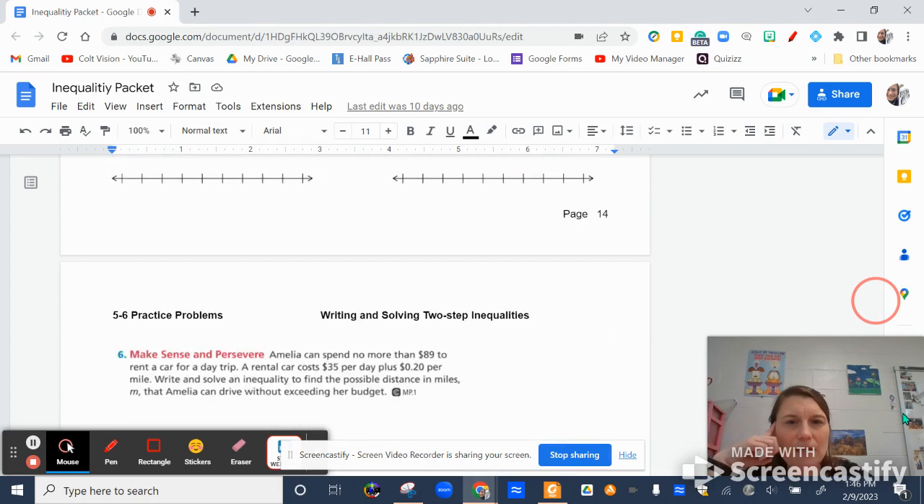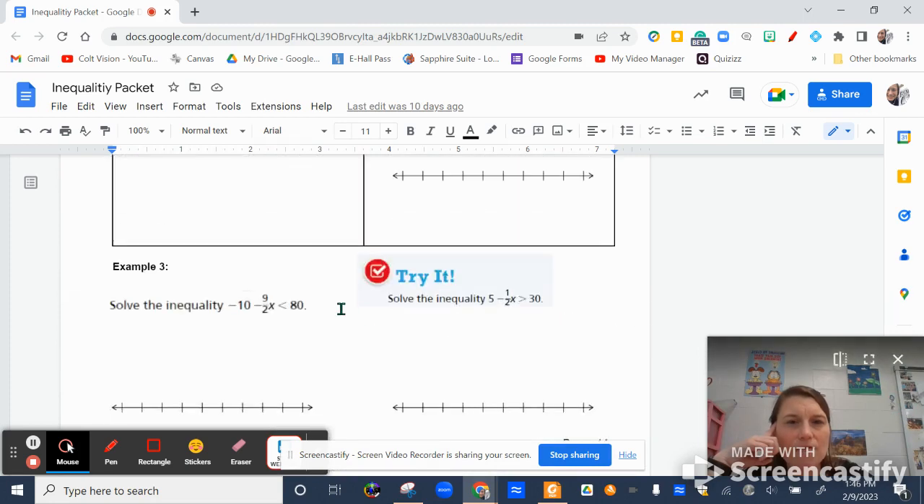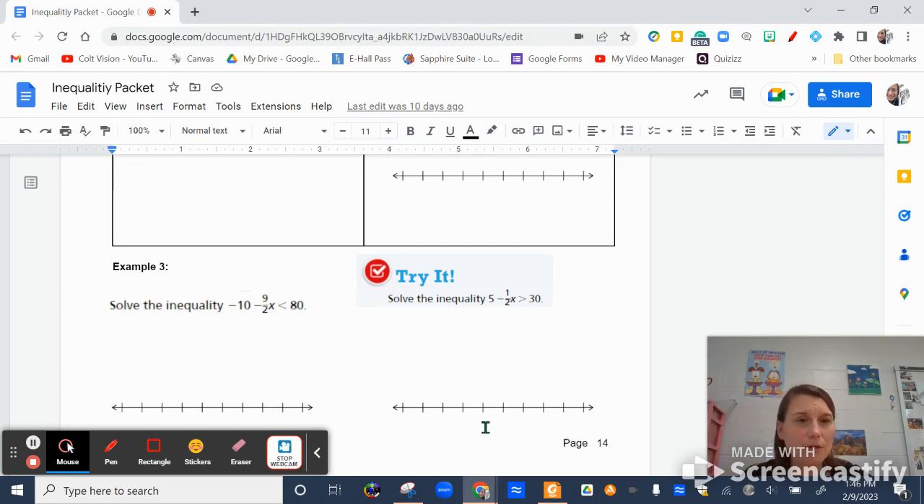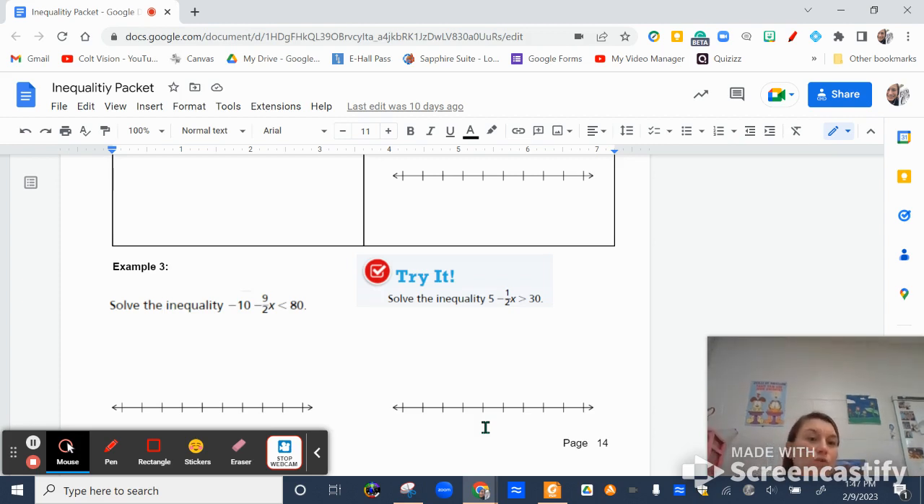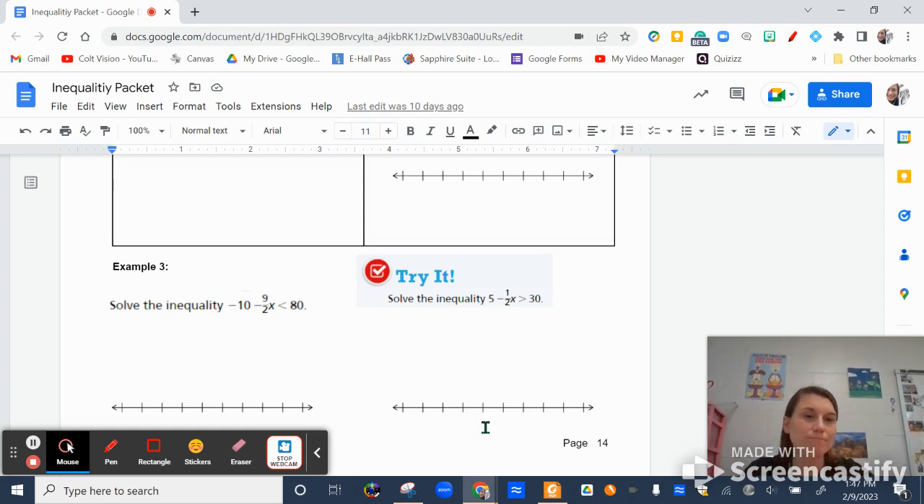So I'm going to do an example of this inequality right here, where it says 5 minus 1/2 x is greater than 30. What I'm going to be doing is I will solve it like an equation. Then I will check to make sure I solved correctly, because sometimes I mess up these equations. And then I'm going to graph it, and when I graph it, I'm going to check and see which way my inequality should go. So I'm just going to pause it for a second and get set up.